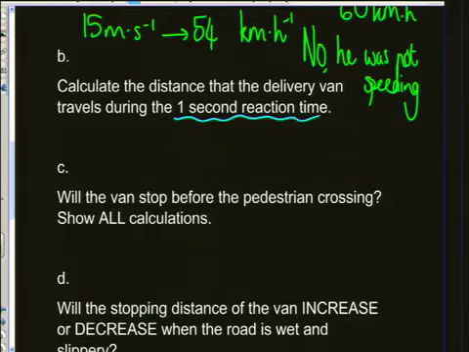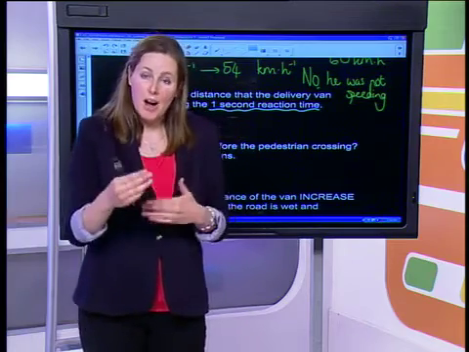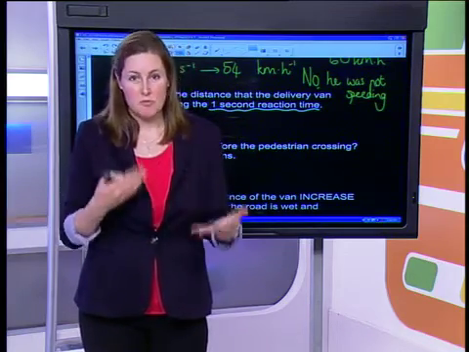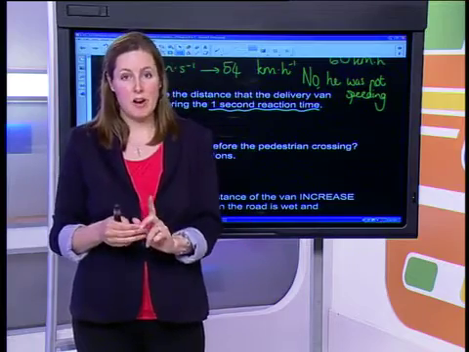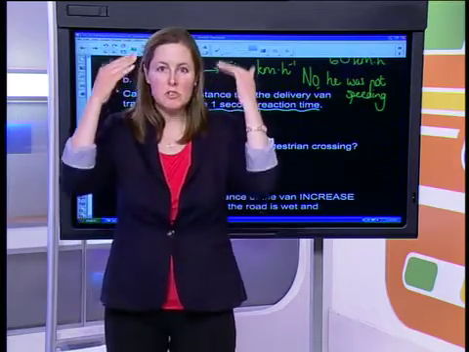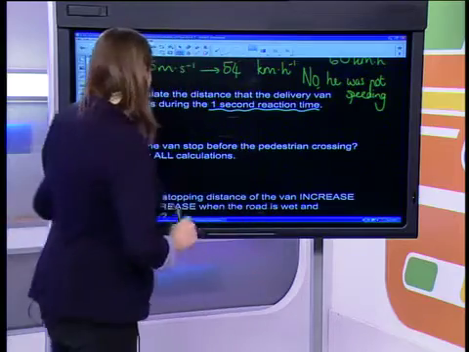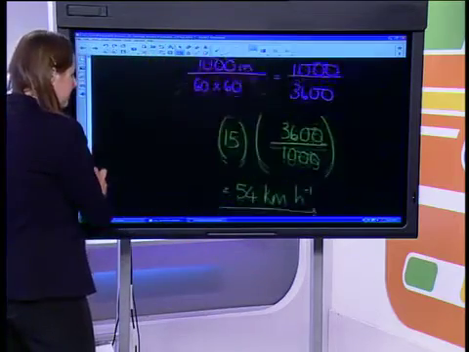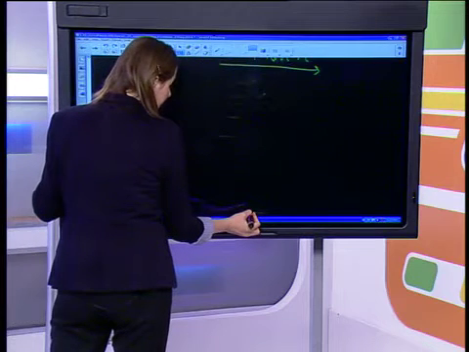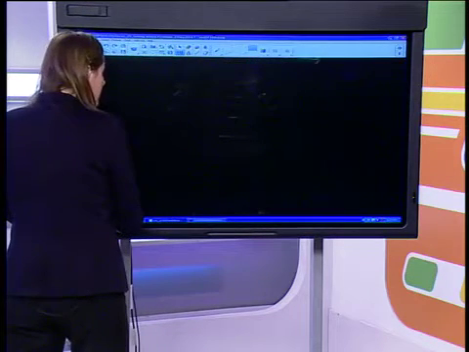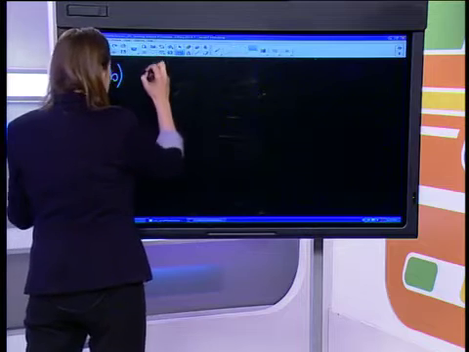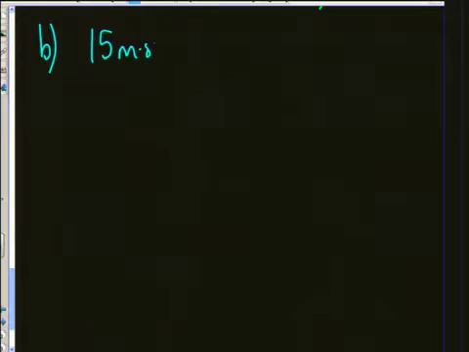Now, notice he's taking that 1 second to react. So what speed is the van traveling at while he is reacting? He hasn't yet put his foot on the brake. It's the time it's taking for him to react and respond. So he is still going at 15 meters per second. So let's just write point B here. He was going at 15 meters per second, and this is my initial velocity, and it's also my final velocity. It is a constant velocity because he is not yet braking.